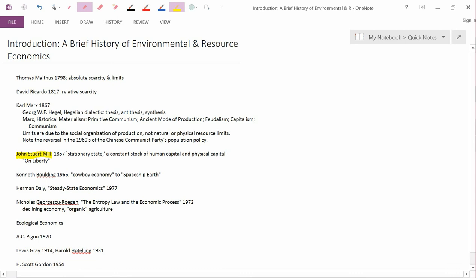Okay, next, John Stuart Mill. So in 1857, Mill wrote about the stationary state. And by the stationary state, he meant an economy that wasn't growing, that had a constant stock of human capital and physical capital. This gave rise, as we'll see, to 20th century and 21st century ideas about, does the economy always have to grow? And what does growth really mean? Which we'll get to in a moment.